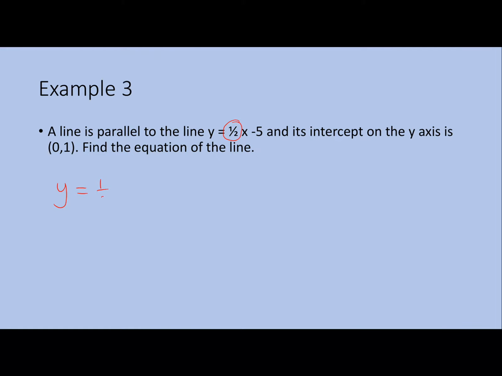y equals a half x. And then we need the y-intercept, which is given in the question. It cuts at the point 0, 1. So that's just plus 1. And there we go, there's the answer.